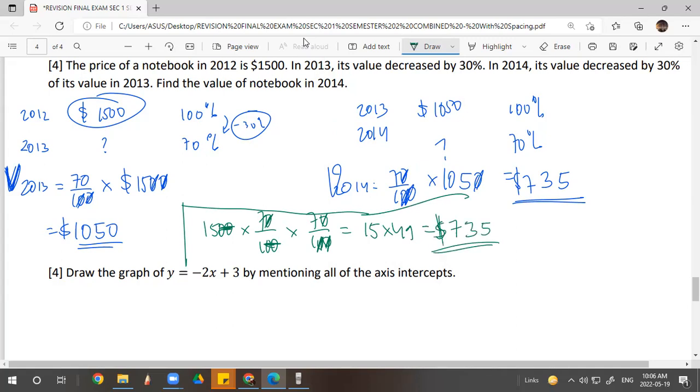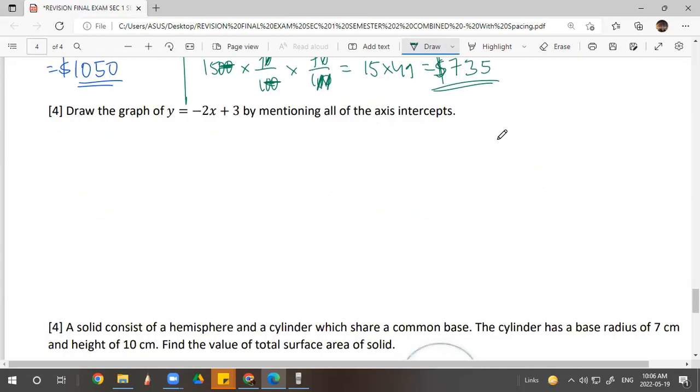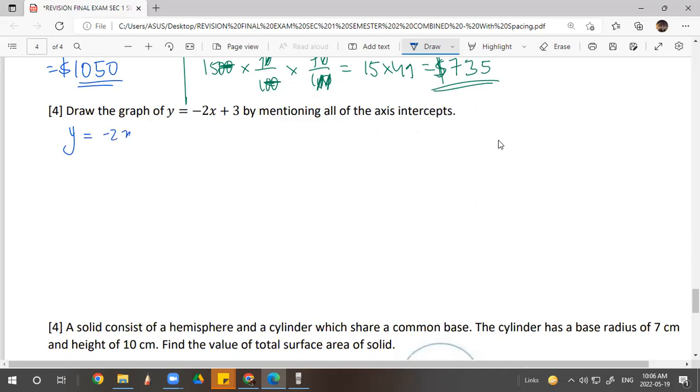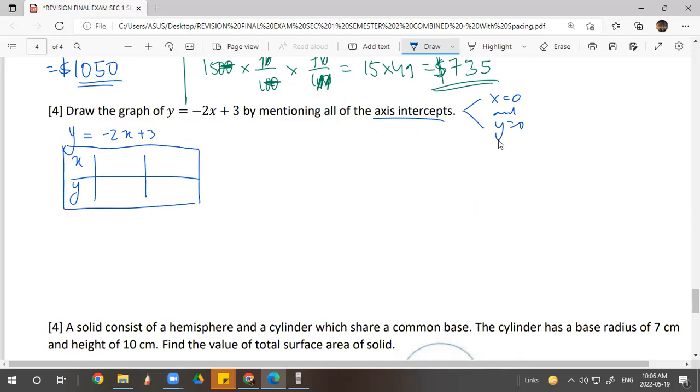Okay, draw the graph of y equals negative 2x plus 3 by mentioning all the axes of intercept. Now, y equals negative 2x plus 3. What is the axis of intercept? The axis of intercept is when x equals 0 and y equals 0. So you put the fishbone diagram, I put it as easy as I can. When x is 0 or y is 0, you can put both parts as 0. If you put x as 0, y will be negative 2 times 0 plus 3, so 3 itself.